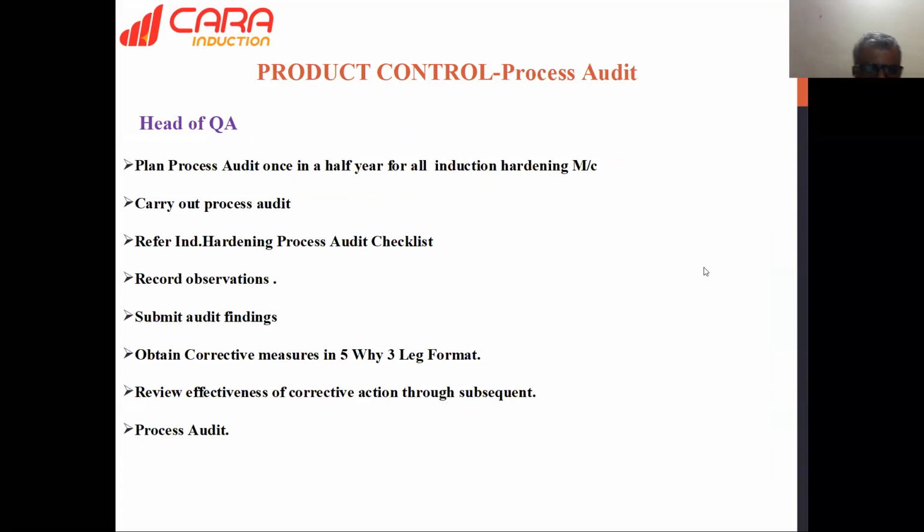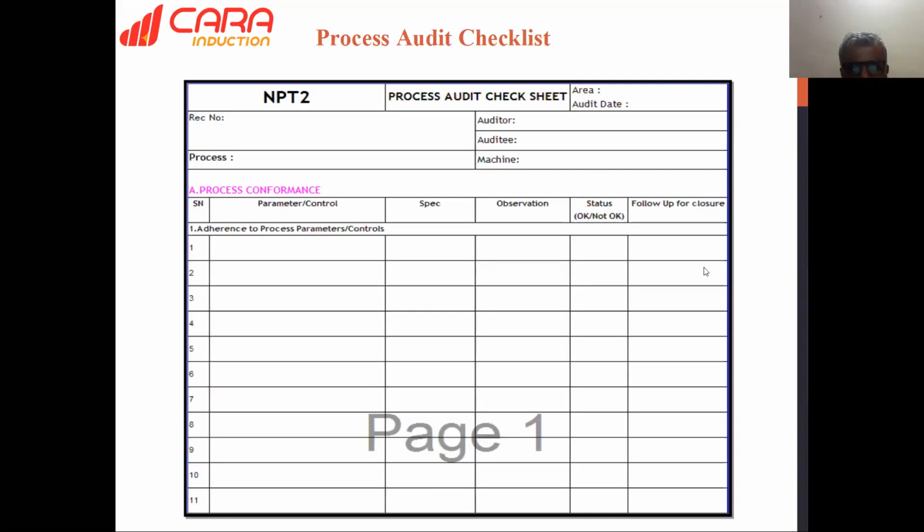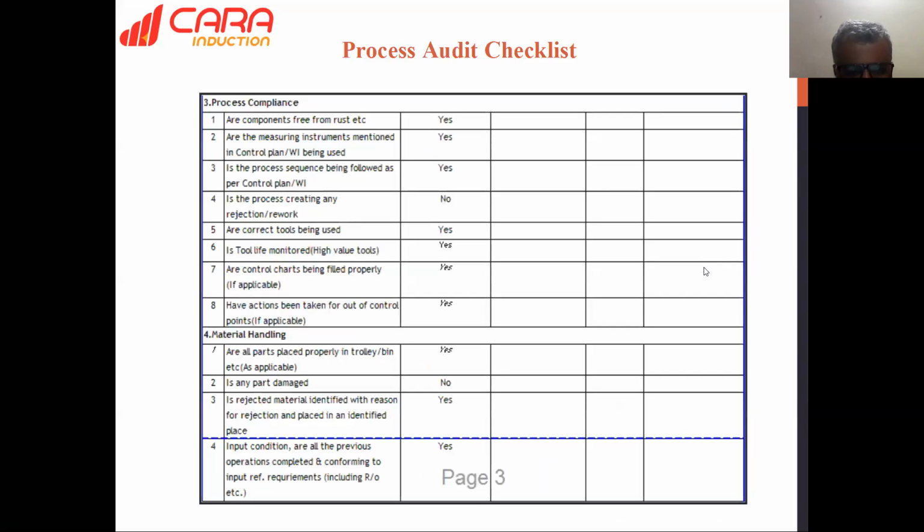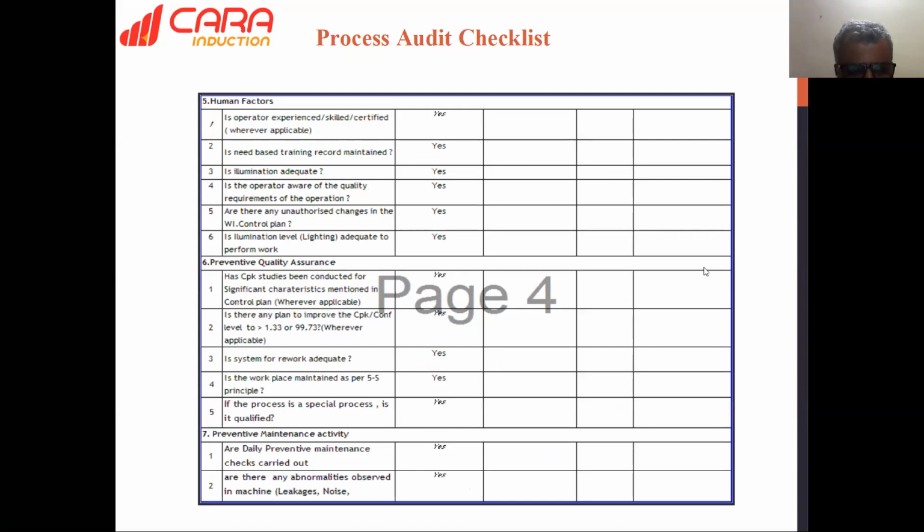This is the production control process audit. You need to define the frequency for the process audit, and accordingly carry out the process audits. These are the guidelines for taking the process audits. Next. These are the formats used for the process audit. These points are in line with CQI. Next, sir.